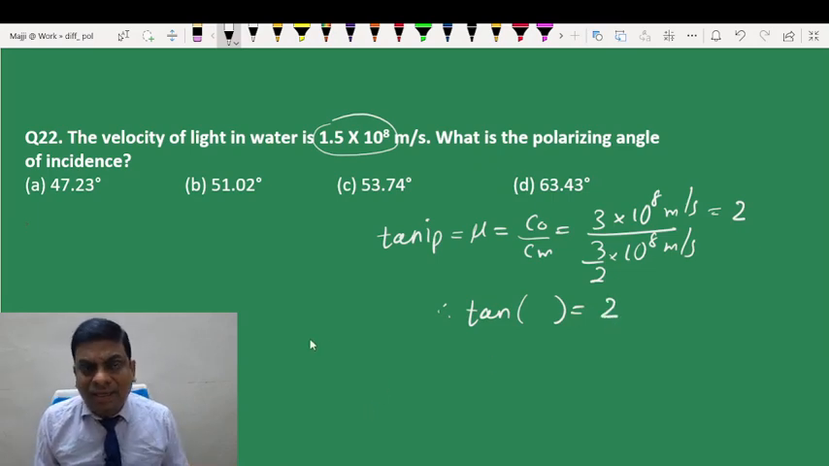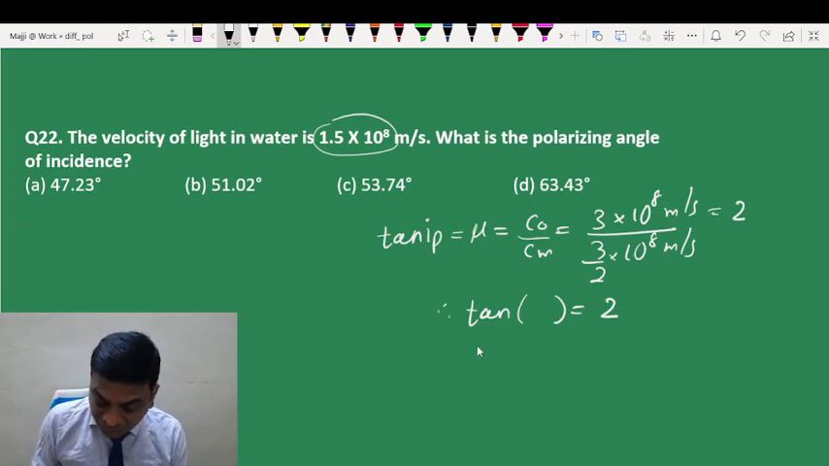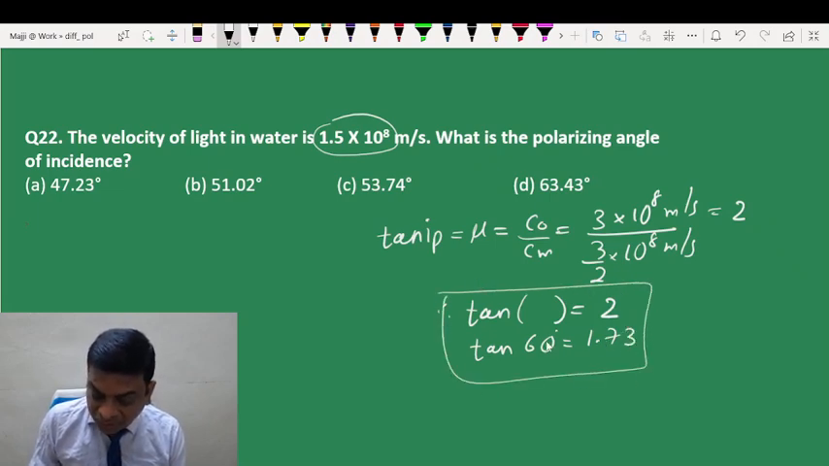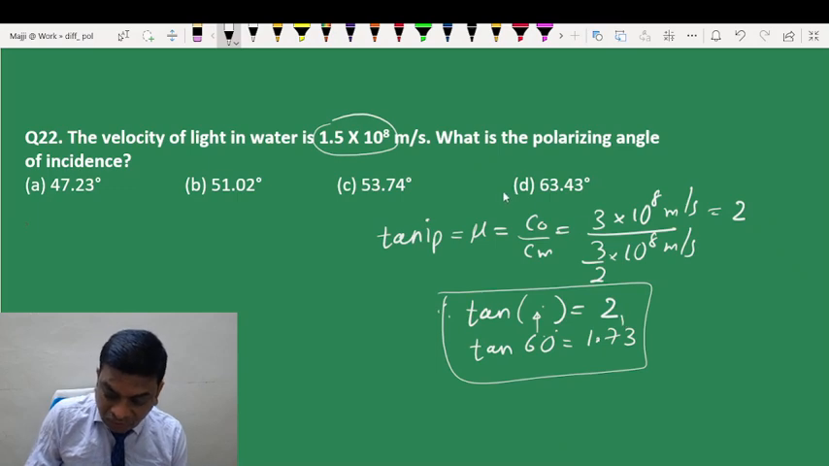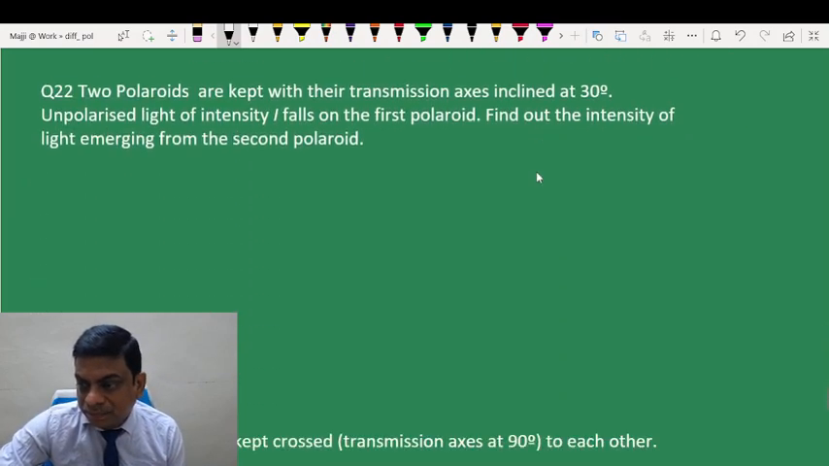Now this is slightly tricky, we have to apply a wise guess, not a wild guess, a wise guess. Now you see students, tan of 60 degrees is root 3. And in the first quadrant, tan is an increasing function. So certainly the angle must be more than 60 because the value of tan is more than 1.73. So the only value which is more than 60 is this.